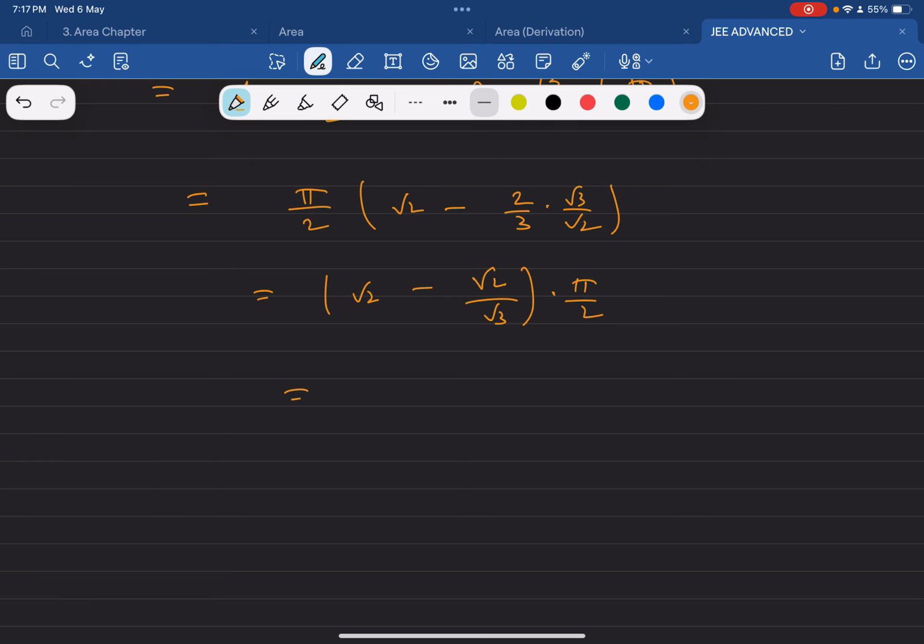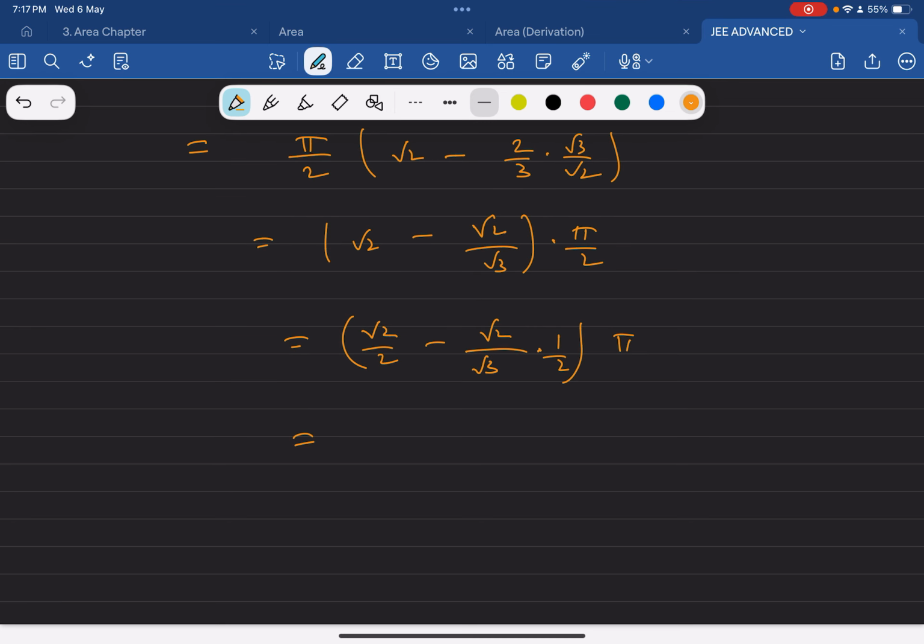So what we are going to do here, 1 by 2, I think we should send it inside. If you send 1 by 2 inside, so root 2 by 2 minus root 2 by root 3 into 1 by 2 into pi. Correct? We'll simplify and later we'll take common. So this will be 1 by root 2, and minus 1 upon root 3 into root 2 into pi. I guess 1 by root 2 we can take common. So this will be 1 minus 1 by root 3, and then pi by root 2 we have left out.